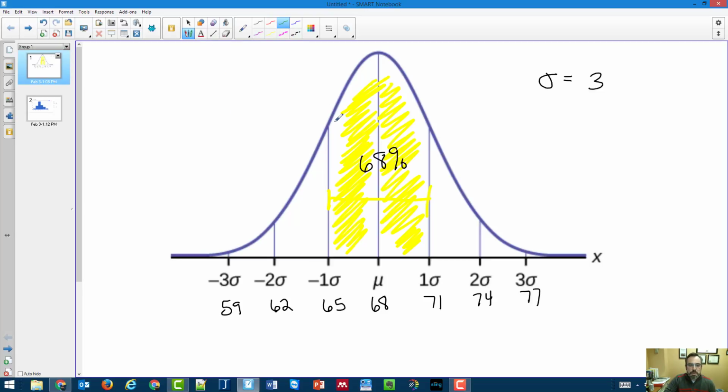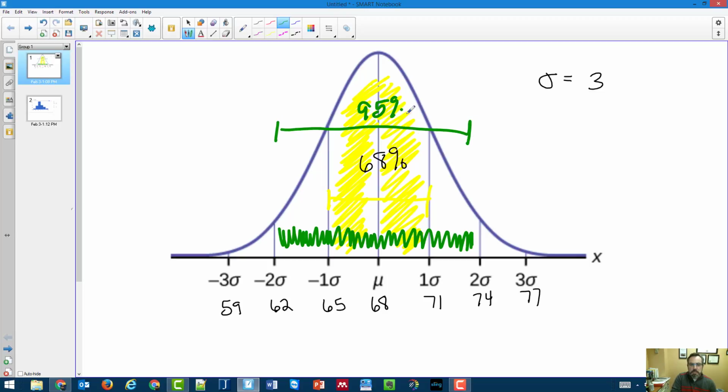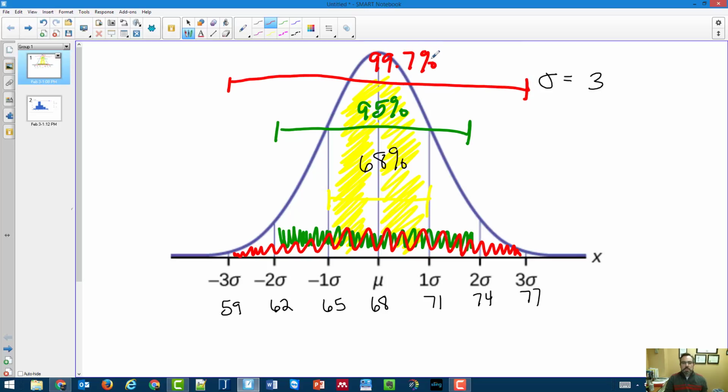Okay, if I go to a second standard deviation, and I'll just go from 62 all the way up to 74, that ends up being 95% of all of the students. 95% of the data is going to fall between those 2 standard deviations. And finally, if I go from 3 standard deviations all the way across to 3 standard deviations, now we're talking about 99.7% of all of the students.